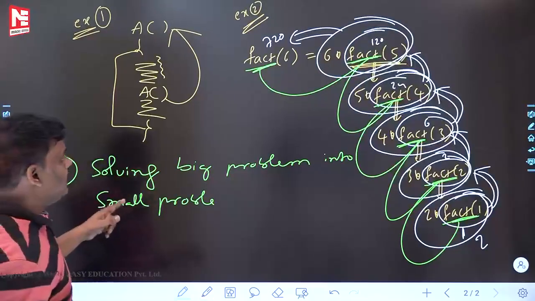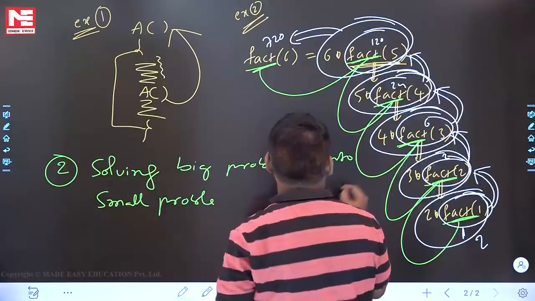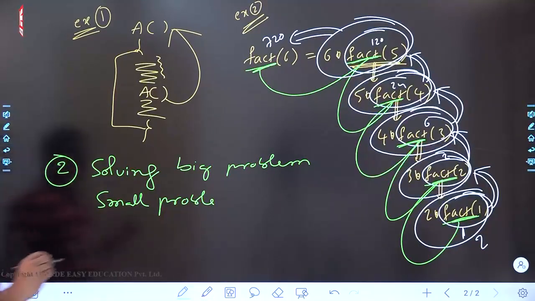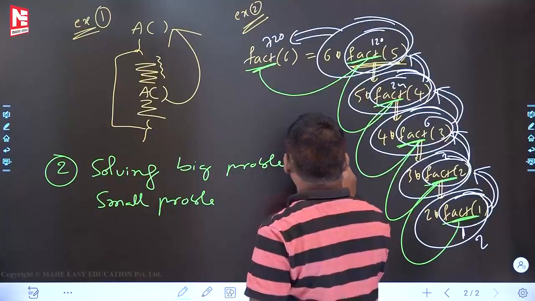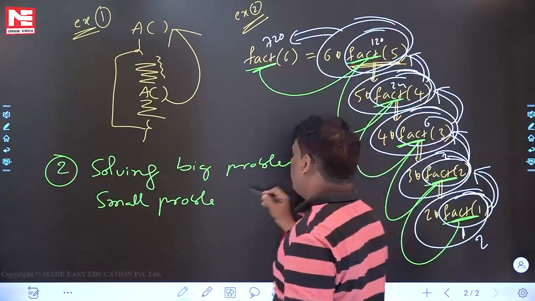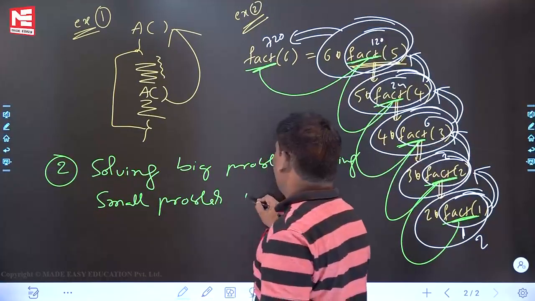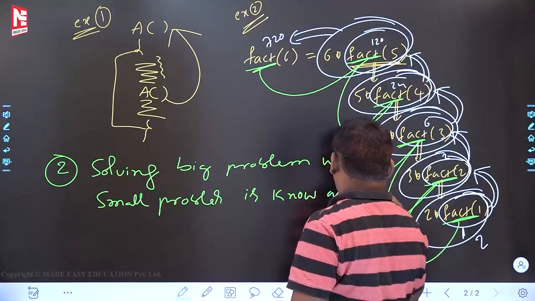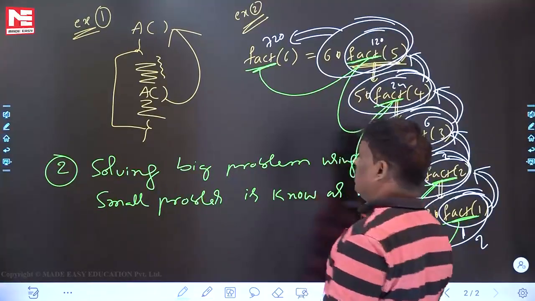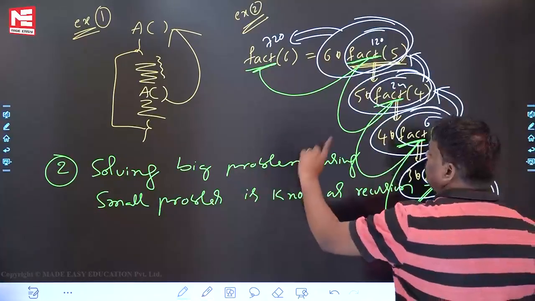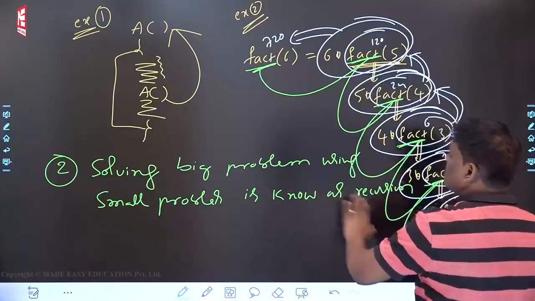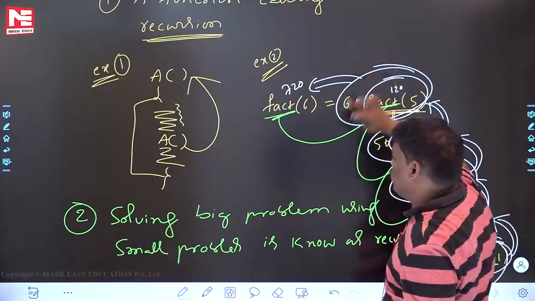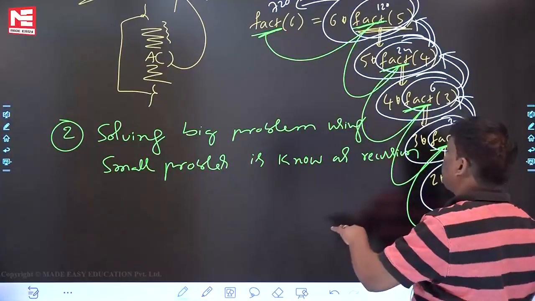Solving a big problem in terms of small problems is known as recursion. Let me remove that. Right, solving a big problem using small problems is known as recursion. I am repeating the second line: solving a big problem using a small problem is known as recursion. Right? This is also right. Calling itself is known as recursion. That is also okay. Solving a big problem in terms of a small problem is known as recursion.